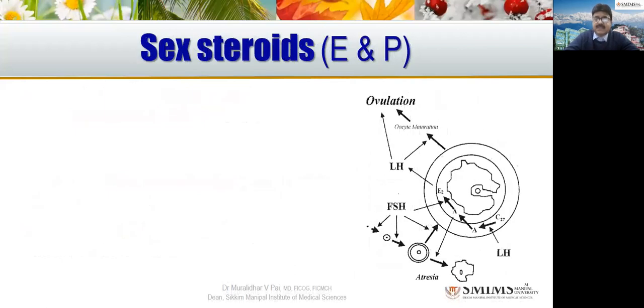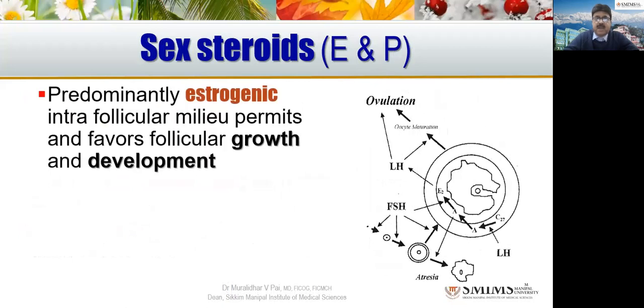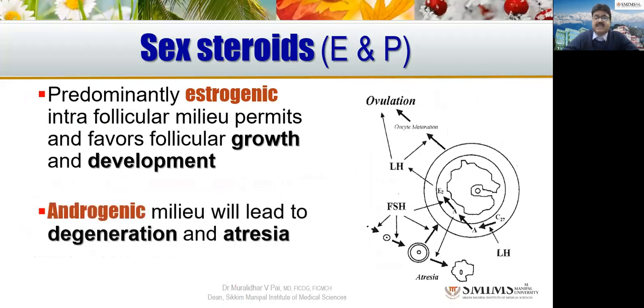Sex steroids, that is estrogen and progesterone, are required, but when it is a predominantly estrogenic intrafollicular milieu, it permits and favors follicular growth and development. So that's exactly why initially there should be estradiol or estrogen. Then only the follicles grow properly. Whereas if it is an androgenic milieu, it will lead to degeneration and atresia.